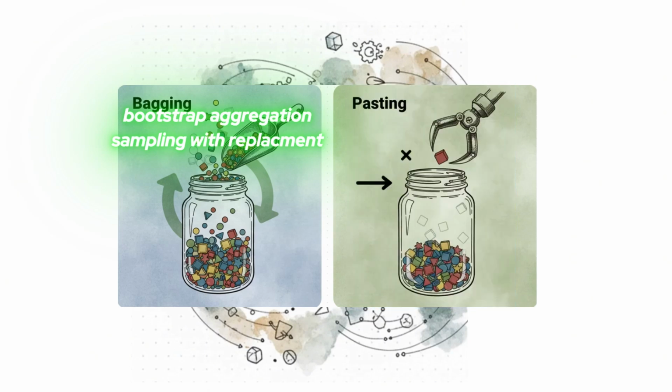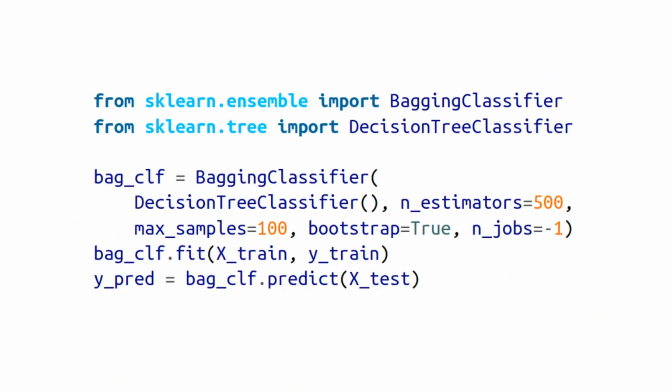We repeatedly sample from the same dataset to create multiple slightly different datasets. The following code trains an ensemble of 500 decision tree classifiers. Each is trained on 100 training instances, randomly sampled from the training set with replacement. This is an example of bagging. But if you want to use pasting instead, just set bootstrap equals false.